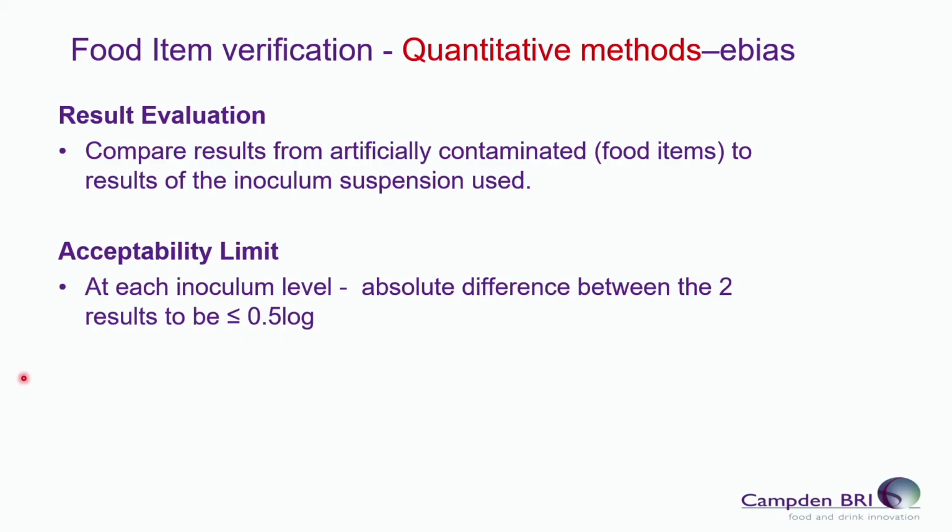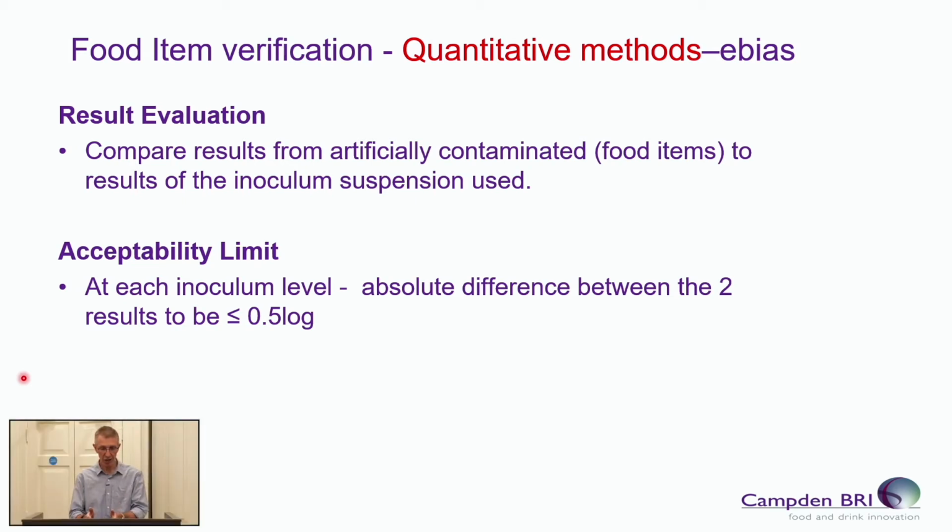Okay, e-bias. How do we look at the results? Results evaluation. You compare the results from the artificially contaminated foods to the results of what you inoculated in. And the acceptability limit that's noted in the standard, which is that second bullet point there, is the absolute difference between the 2 results should be equal to or less than half a log. So you can have half a log difference between the culture that you inoculated when you enumerate it and what you actually enumerate when you've inoculated into the food. If you've got less than half a log variation, you've verified that you can use it for that food. And you simply have to do that then for the number of foods you've actually got.